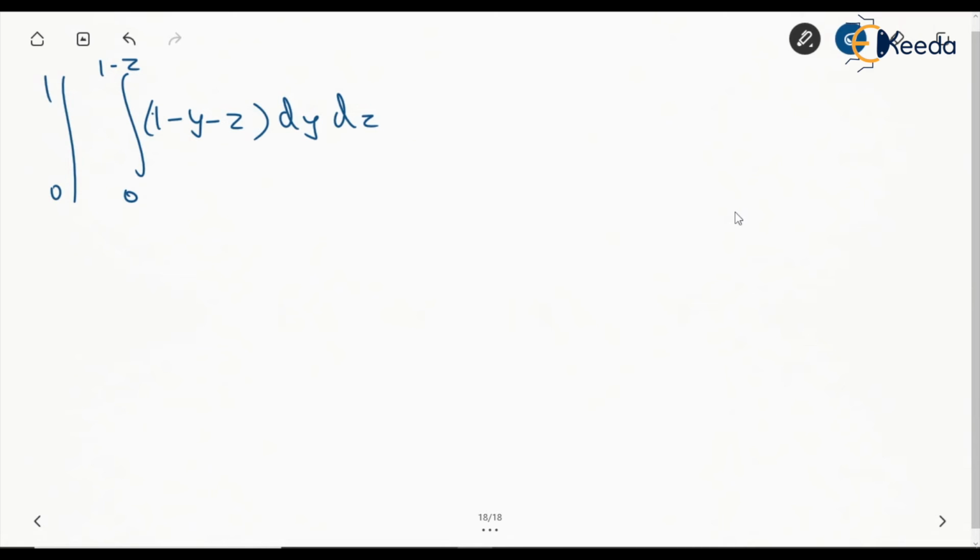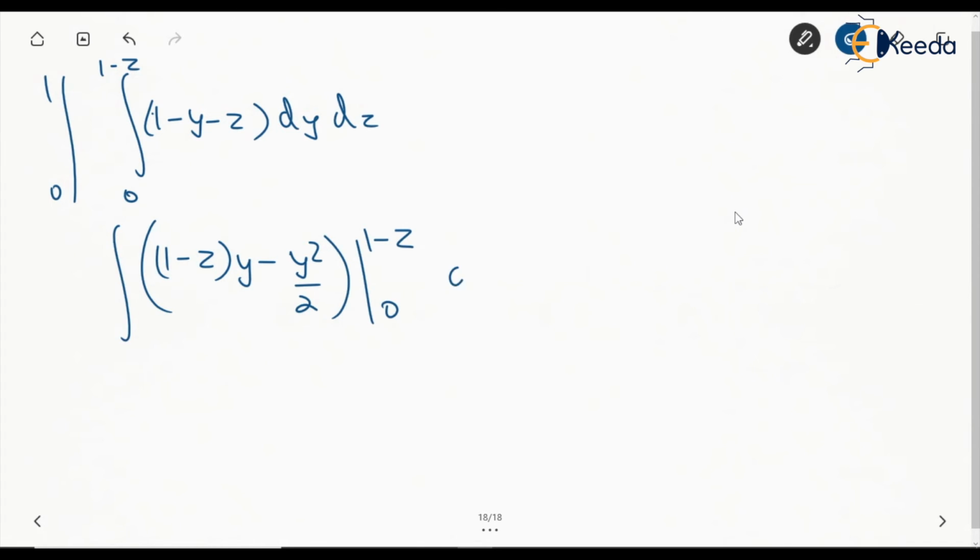Now integrating in terms of y, we'll have y minus y square by 2. The limits for this are 0 to 1 minus z, and then integrating in terms of dz from 0 to 1. So putting 0 and 1 minus z as the limits, we will get this as (1 minus z) into (1 minus z) minus (1 minus z) square by 2, which will be (1 minus z) square by 2, from 0 to 1 dz.